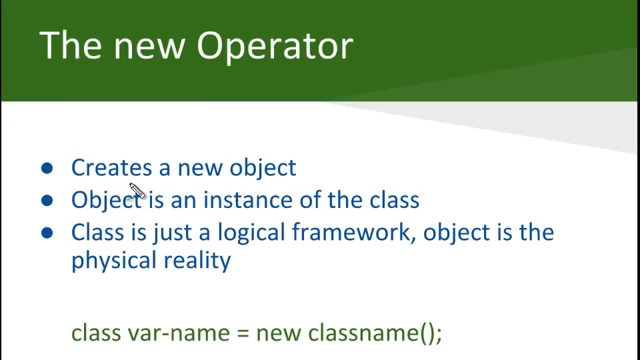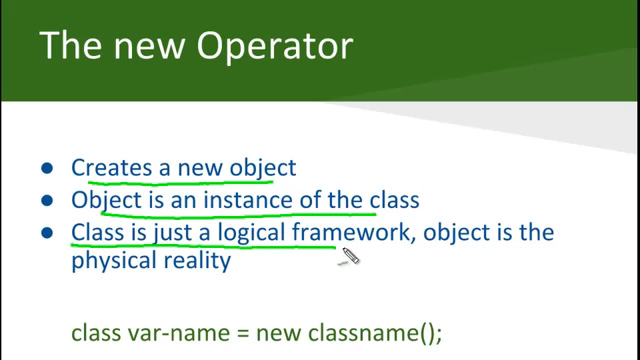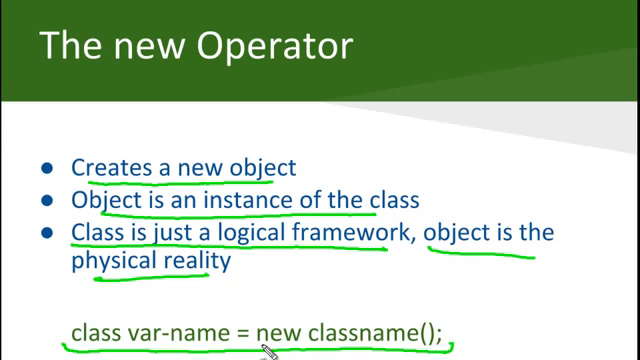Now what the new operator is doing is creating a new object, and we know that an object is an instance of the class. But remember, class is just the logical framework. Object is the actual physical reality. And this is the syntax of creating a new object. We use the new keyword, and we write the class name, the variable name, the new keyword, and again the class name using open close parenthesis. And this will create the object.